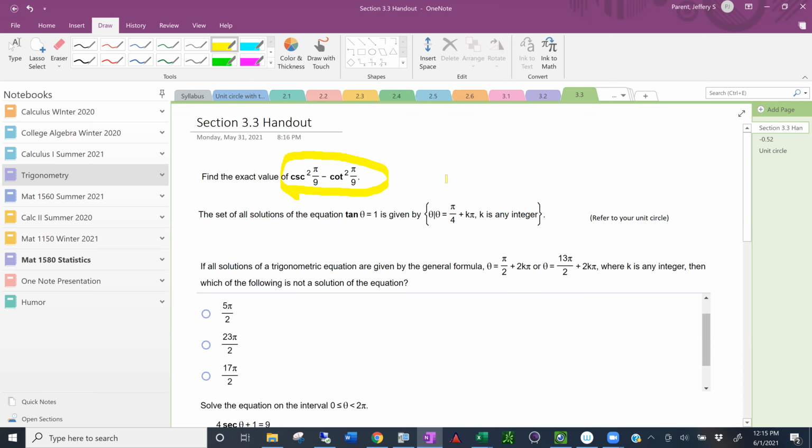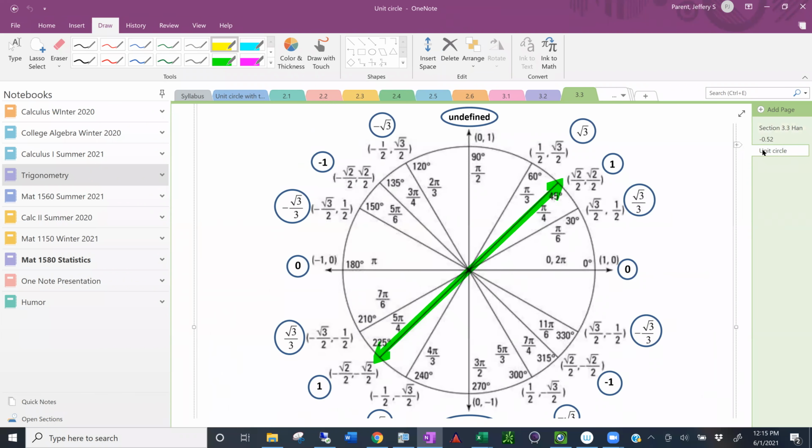Let's move to this next one here. Tangent of theta equals 1. Let's look at our unit circle here. If you pull out your unit circle, you'll want to find the places where the tangent is 1. Now you see the tangent is 1 in a couple of places. One of them is right here at 45 degrees, but the other one is down here at 225 degrees.